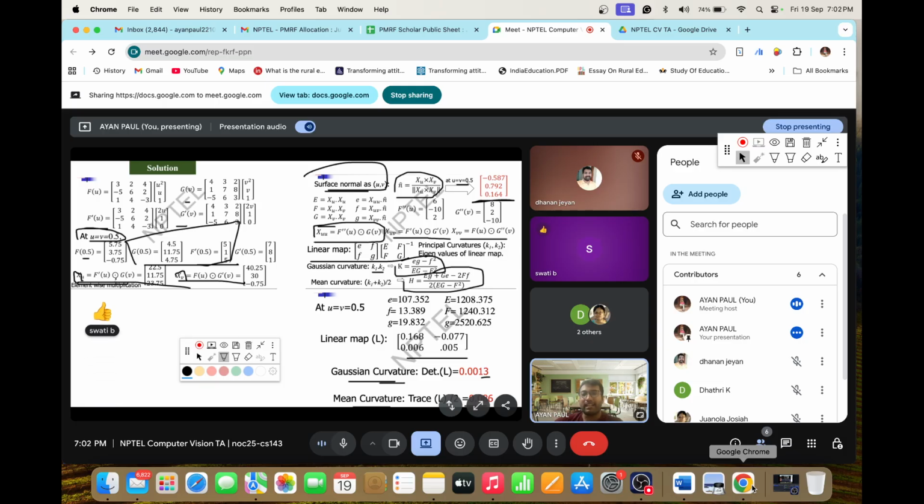So is the question clear? How we have proceeded with the question? Any doubt regarding the question? That is most important. Any doubt? How we have proceeded with it? Any doubt?